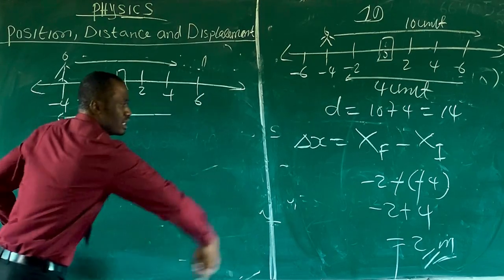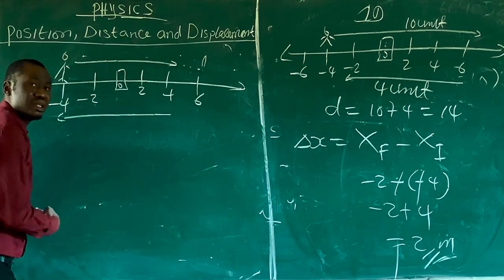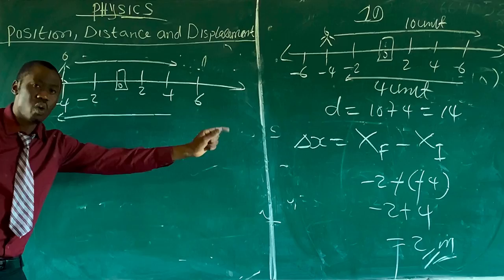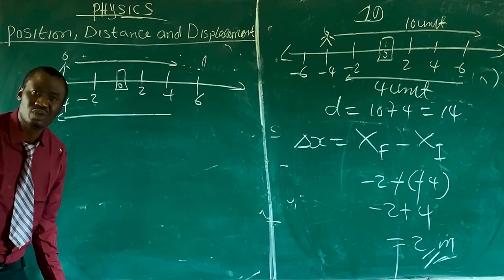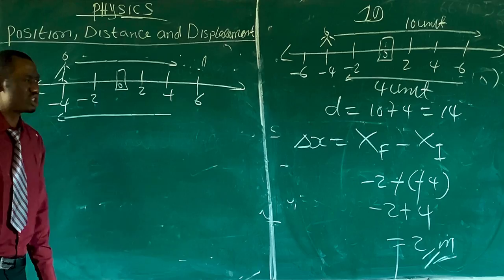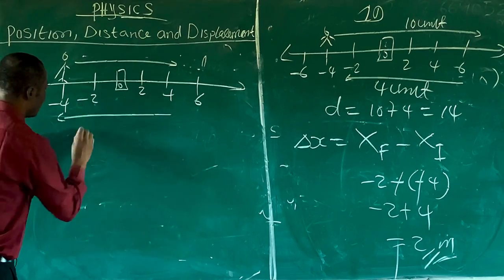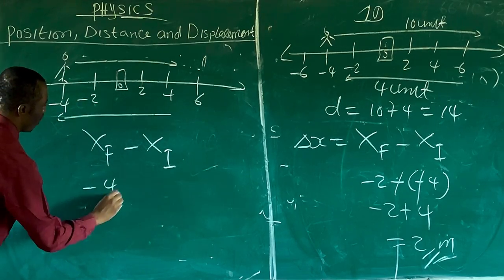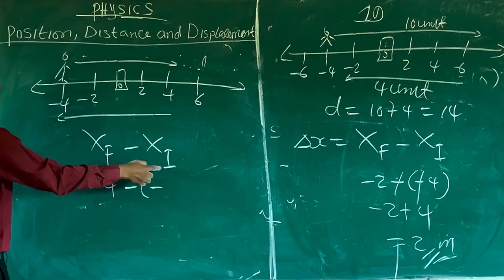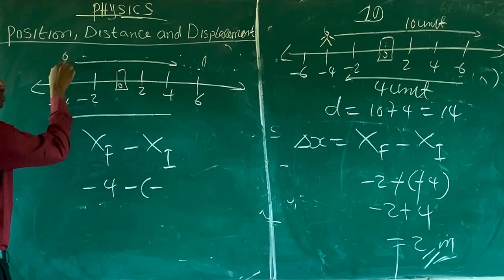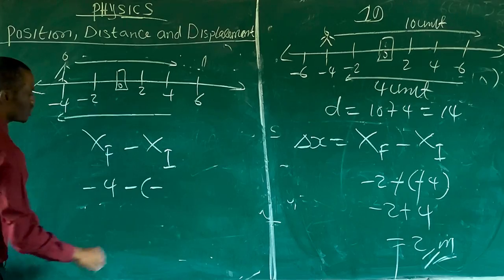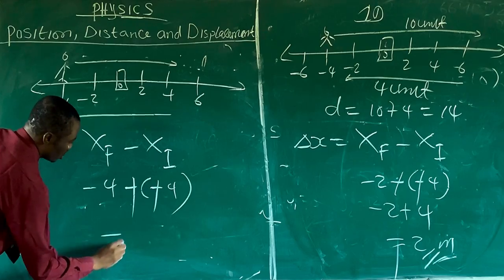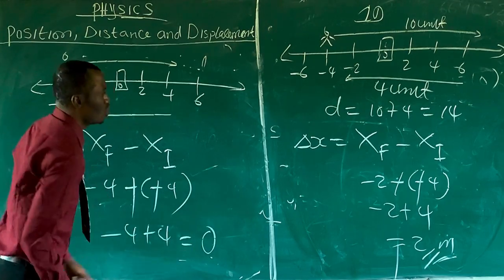But if it's distance, the length covered for the first one will add to the length covered for the second one. But for displacement, it is the change in position. Now, as I've walked forward and came back to my normal position, is there any change in position? That's the question. There is no change in the position. So, x final minus x initial. X final is minus 4. X initial is minus 4. Minus will cancel minus, so we have minus 4 plus 4, which is equal to 0.